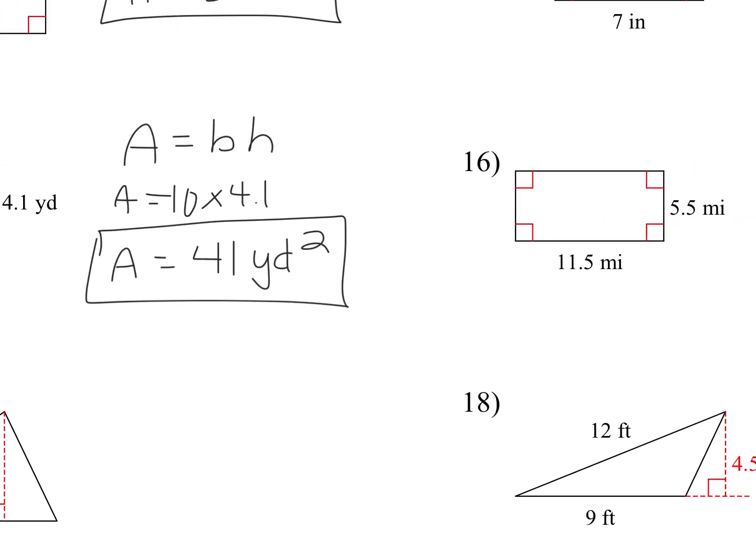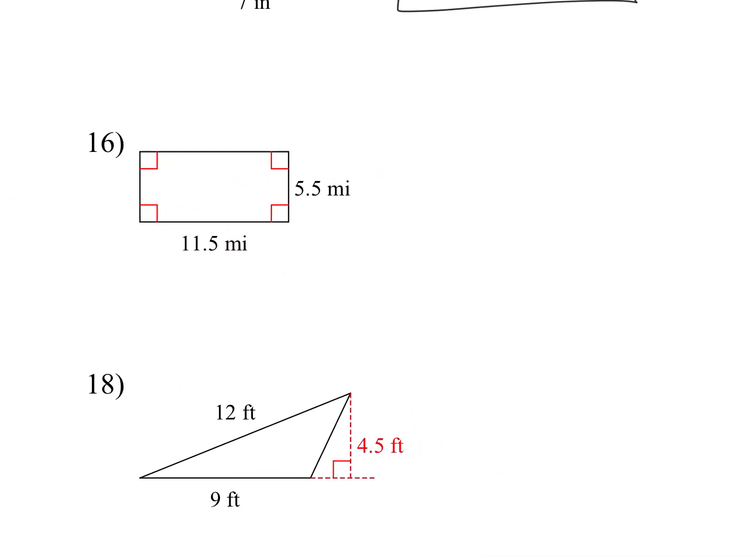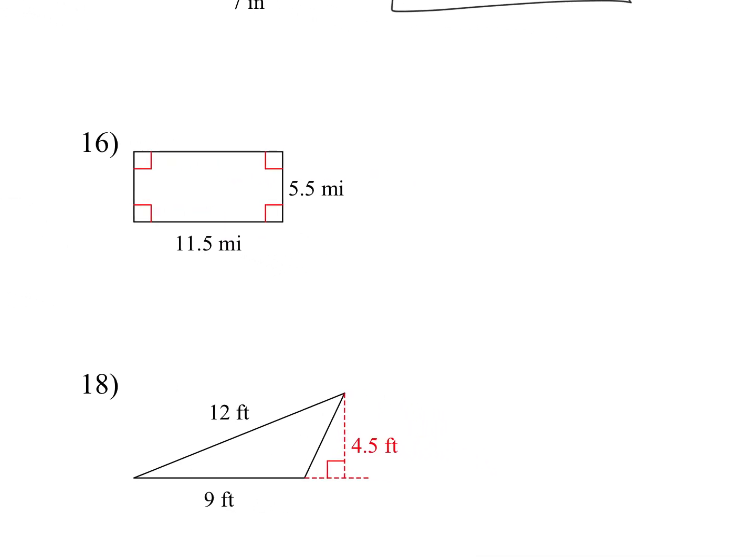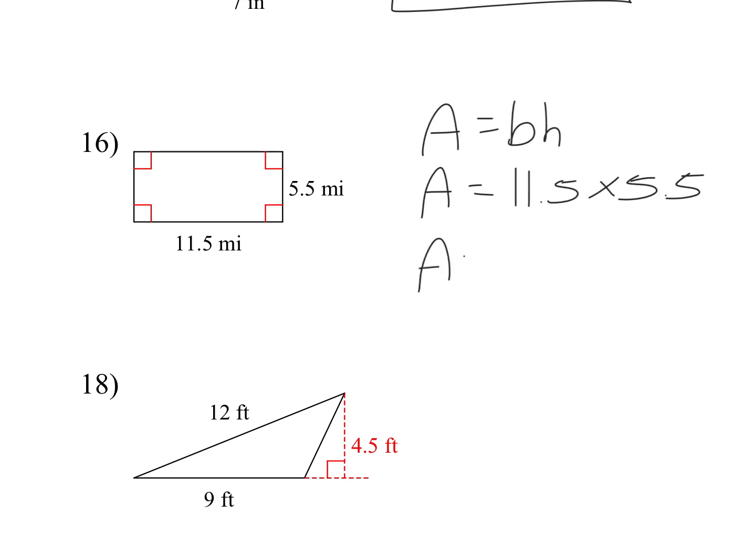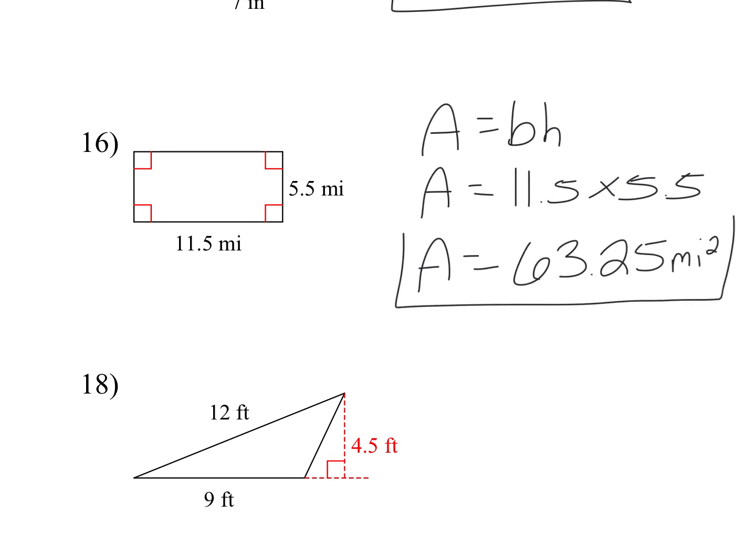Okay. 16. Why do you say base times height? Because it's a rectangle. Yep. Area equals base times height. So you get 11.5 times 5.5. What do we get? 63.25. There you go. Miles squared. Are we good with the base times height formula? Yeah. Okay.